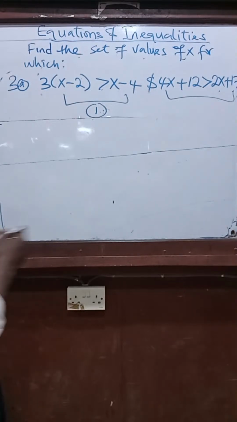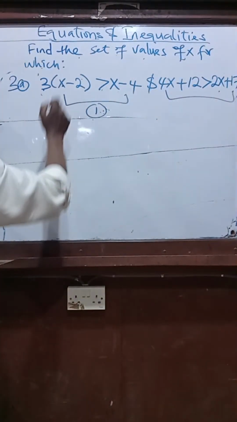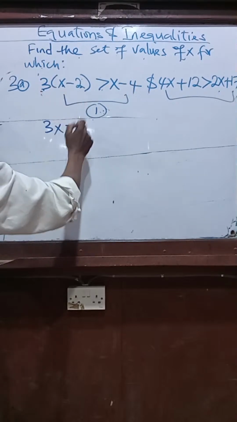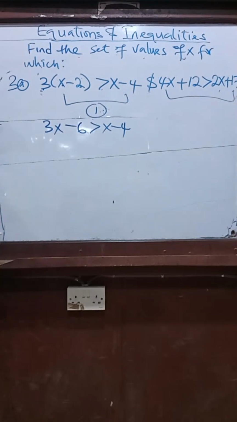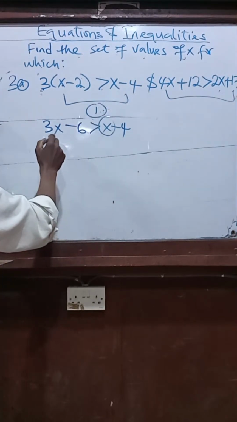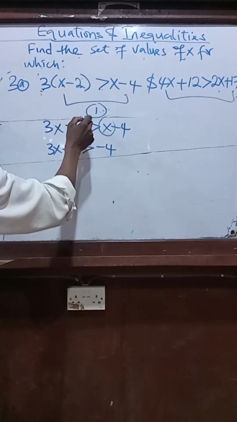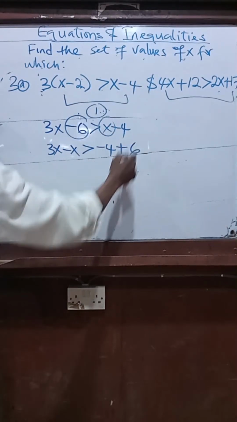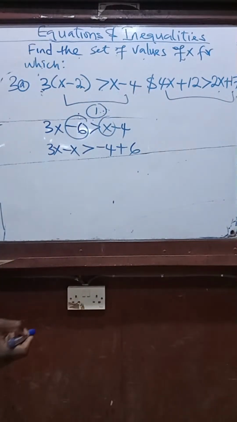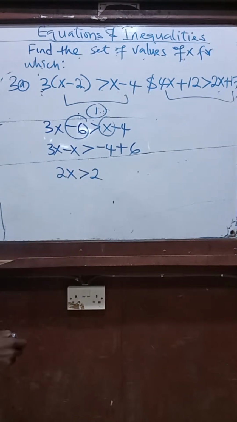Okay. So what we are going to do, we're going to solve this one. So this will be 3 times x, that's 3x. 3 times 2, minus 6, greater than x minus 4. Okay. Then we are going to remove this one from here. So that will be 3x minus x greater than minus 4. Remove this minus 6 from here. So that will be plus 6. Okay. And that will be 2x greater than 2. So x is greater than 1.